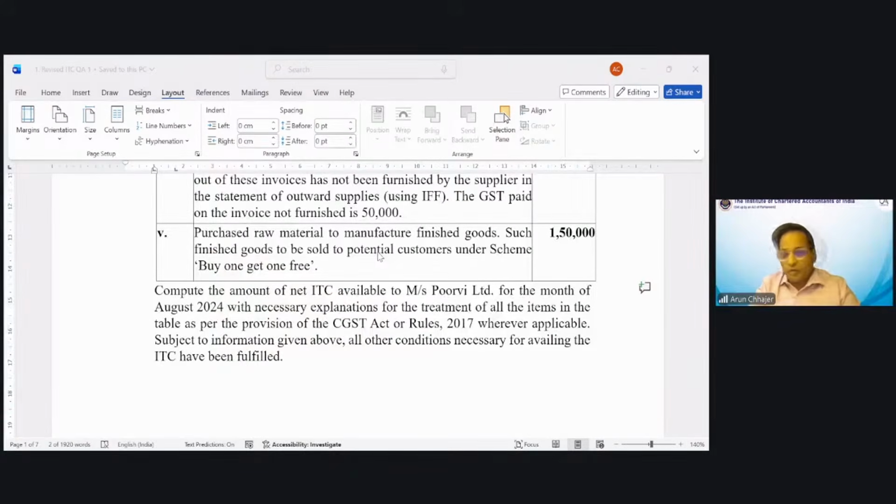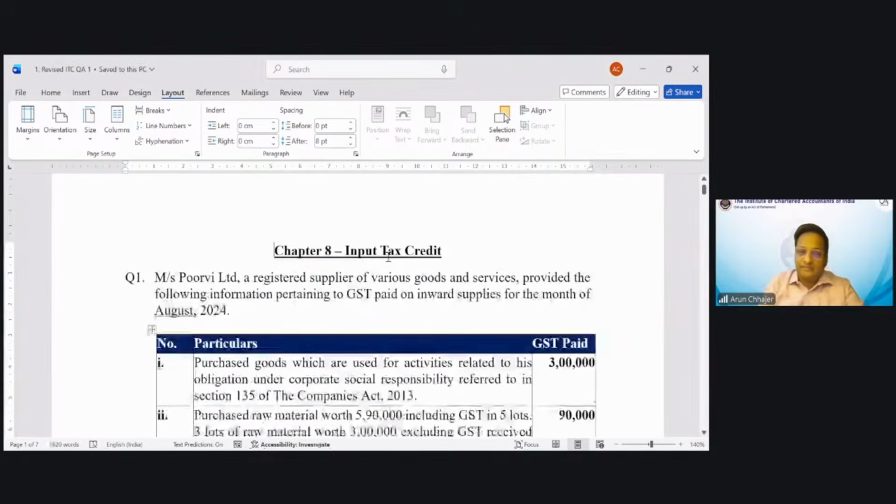ITC not available. Okay, agreed. What could be the reason? Because it is CSR activities and ITC is not available as per section 17, subsection 5. Again, you will not get any additional marks for writing the section. You may write, you may not write. It's your choice. I am just sharing it so you can cross check and refer.